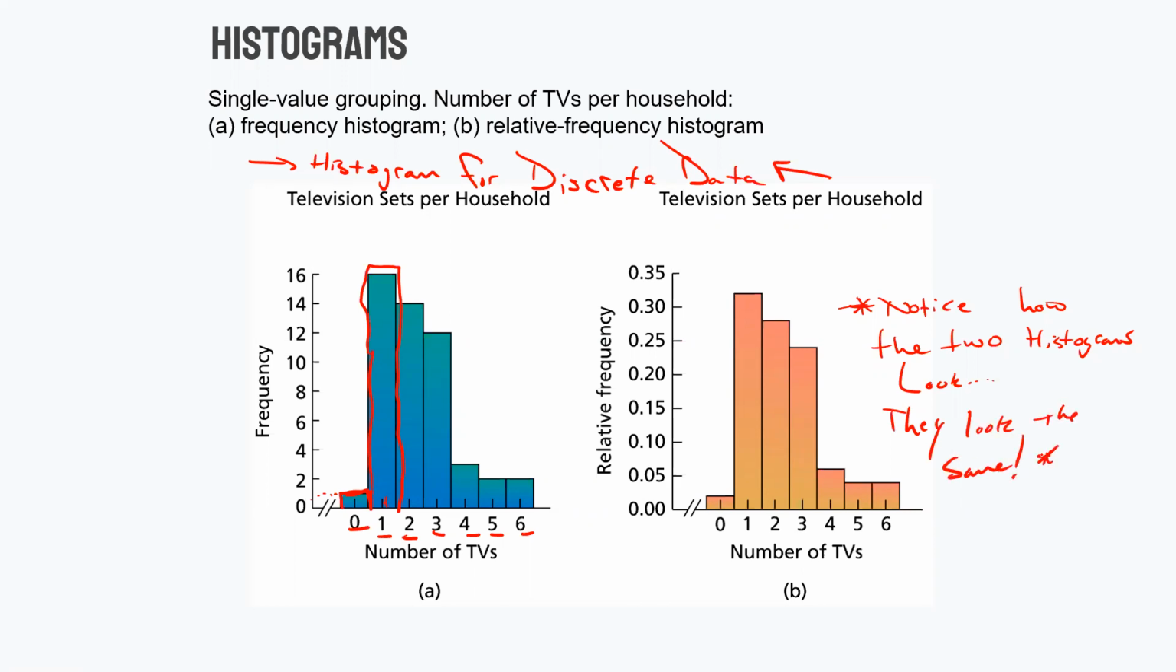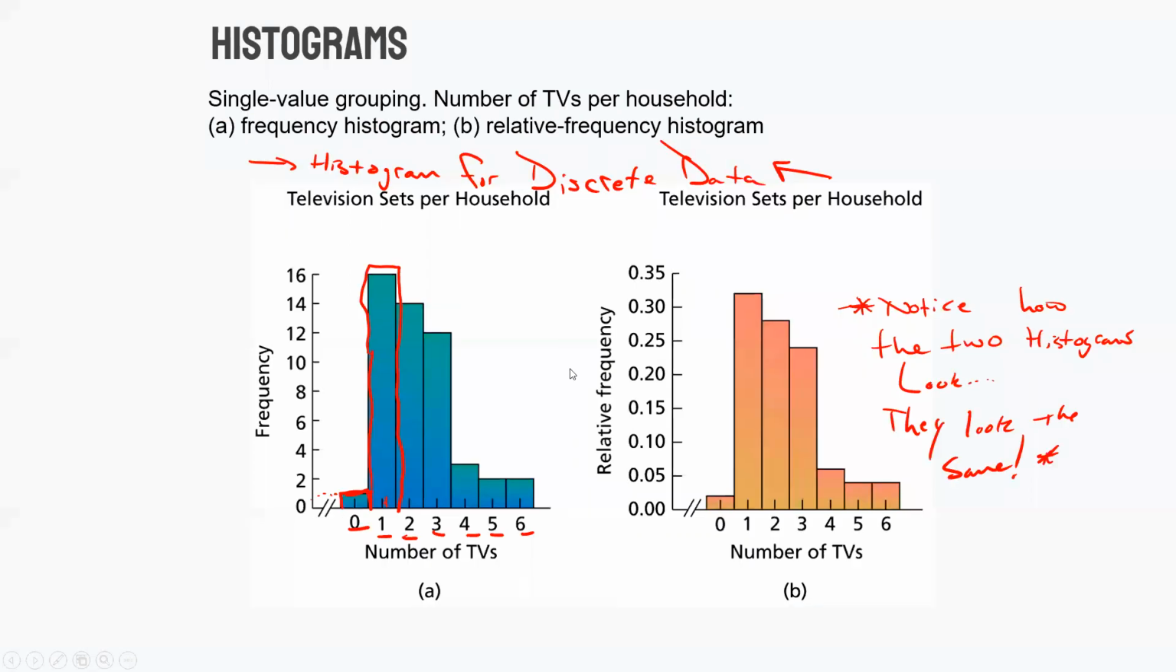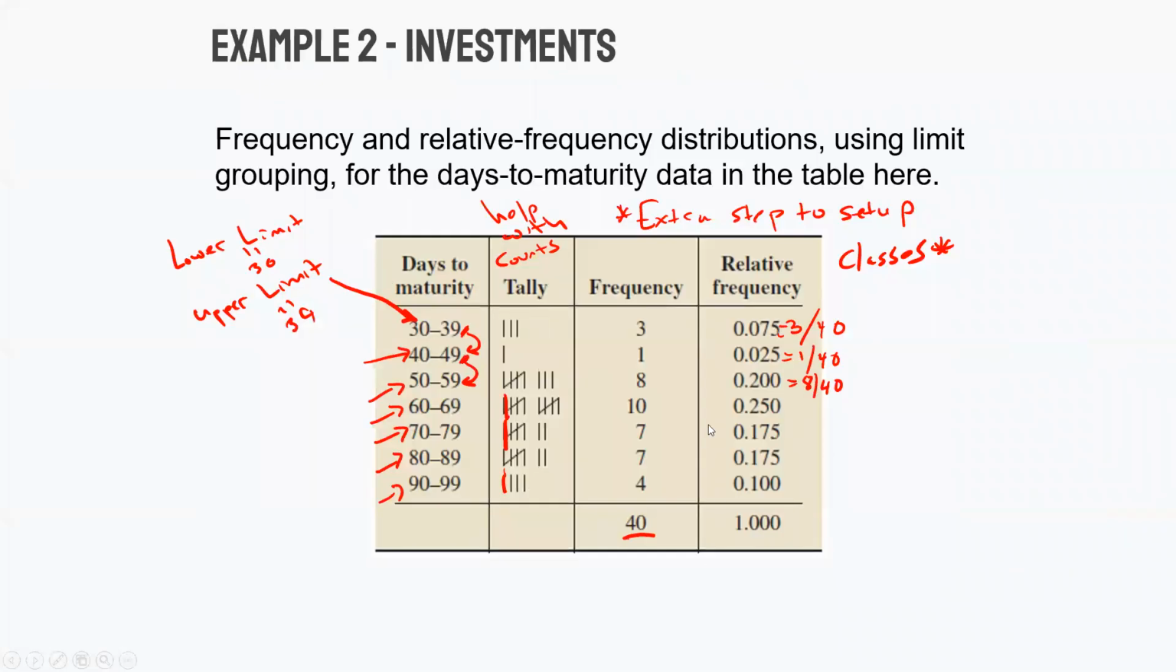Okay, and that's important to note or remember for this. The subtle difference now is when you use limit grouping for days of maturity. What we're doing is going back and taking either the frequency or relative frequency and putting it in a histogram. Just notice in the 30s there were 3, then in the 40s there was 1, and then in the 50s there were 8.